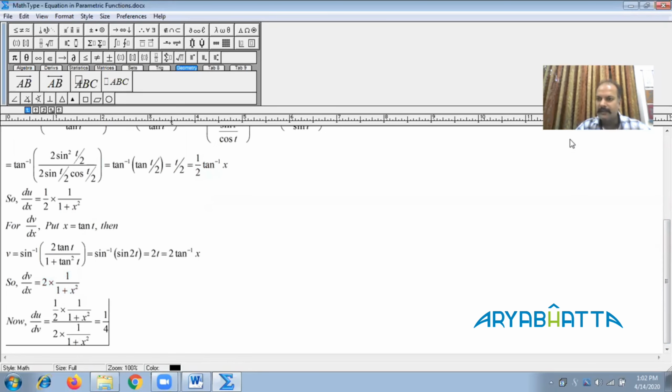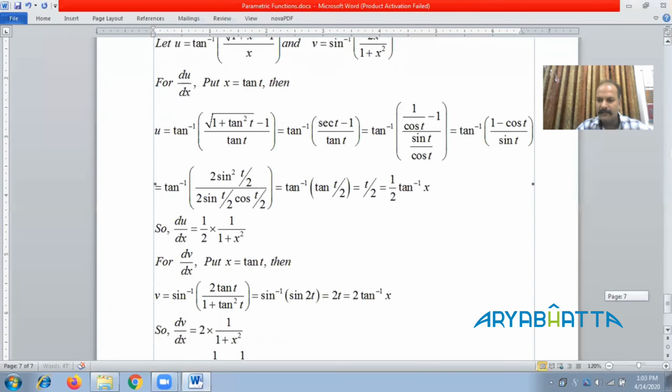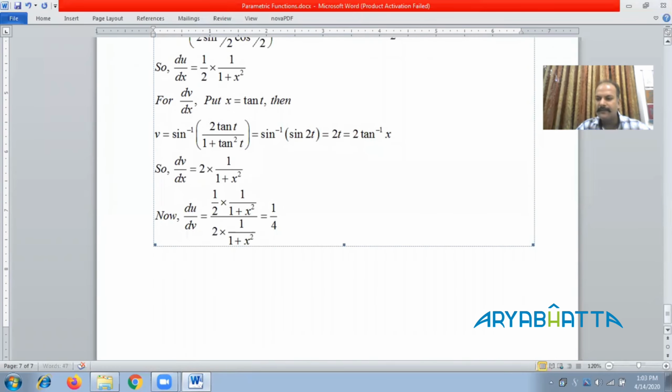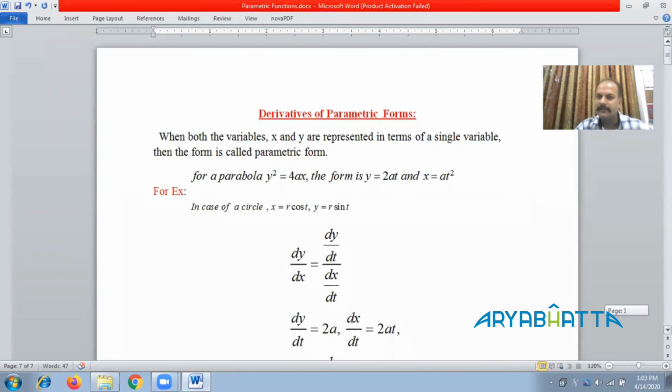So this is the way we will go for the derivative of parametric forms as well as the derivative of a function with respect to a function. Thank you.